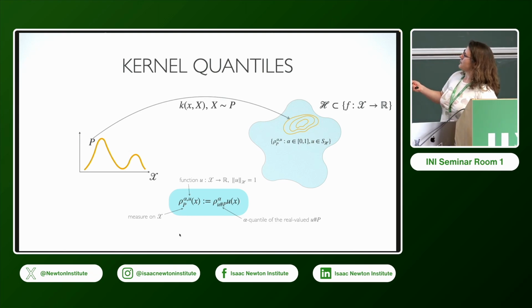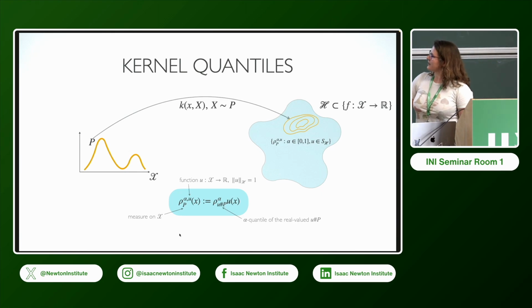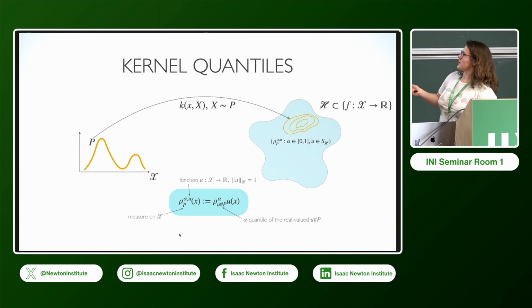Because of this property, we recover this form for these quantiles. So we say that an alpha kernel quantile of P in the direction U, where U is now a function on the unit sphere in the RKHS, is the regular one-dimensional quantile of the push forward of P under U. Remember that U goes from X to R, so this is just a regular one-dimensional quantile times U. So this guy is a function. It's like a scaled version of U.